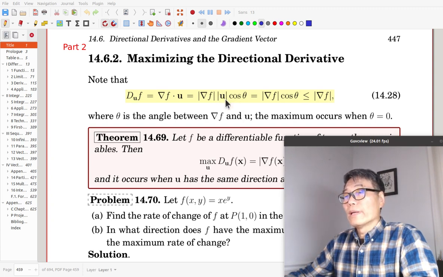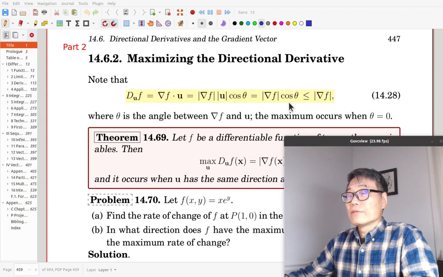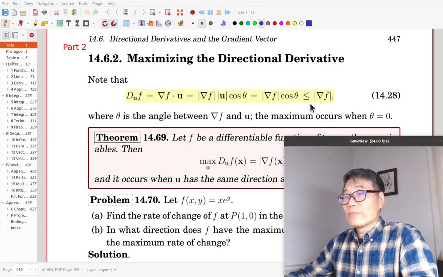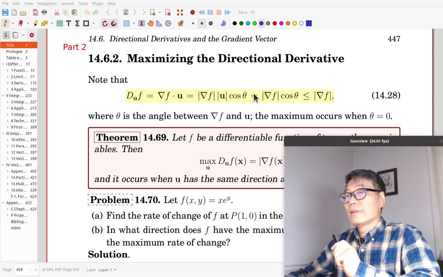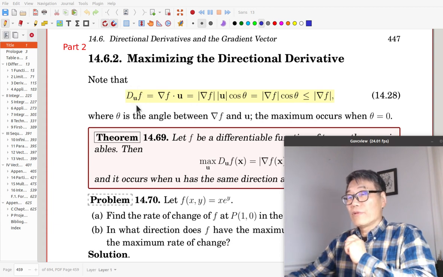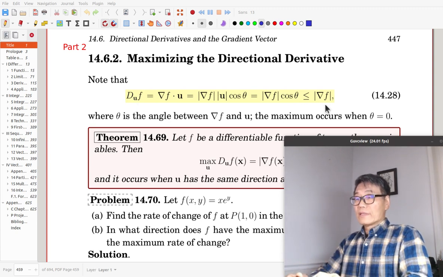Norm of u is 1, so we have this term. Cosine theta has values from -1 to 1, so we have this inequality. Of course, the inequality must be equal when cosine theta is 1. That means when theta is 0, then the directional derivative is the same as the norm of gradient of f.